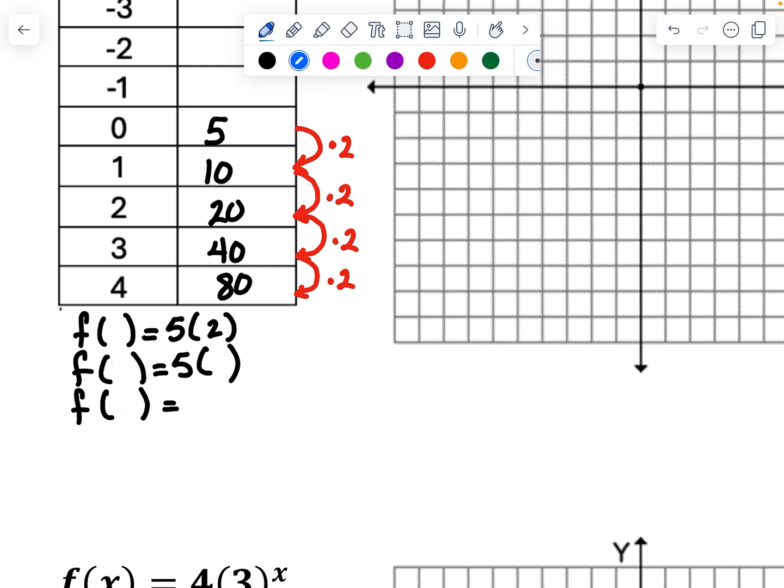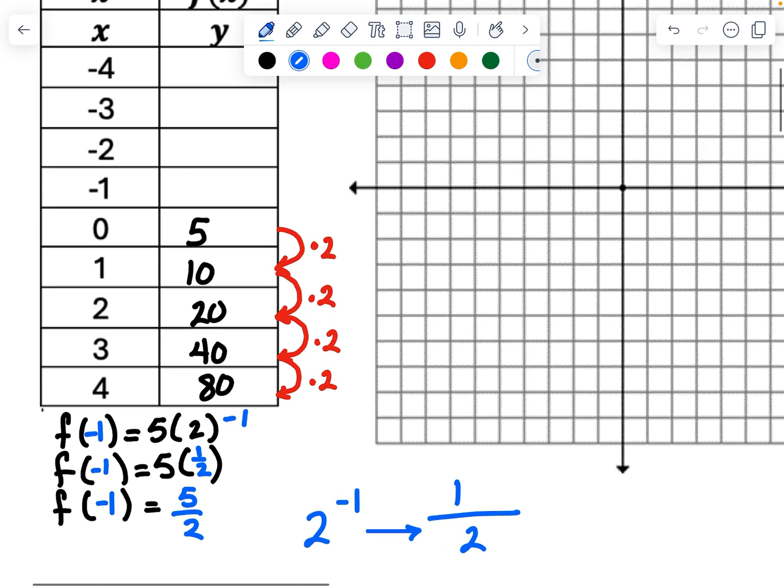So let's practice when x is equal to negative 1. So we're going to substitute negative 1 in for x. Now, 2 to the negative first power, we learned in Algebra 1, means 1 over 2. So that would be the number 1/2. And 5 times 1/2 is 5/2. So we can put in the number 5/2. If you don't like 5/2, you could change it to 2.5.